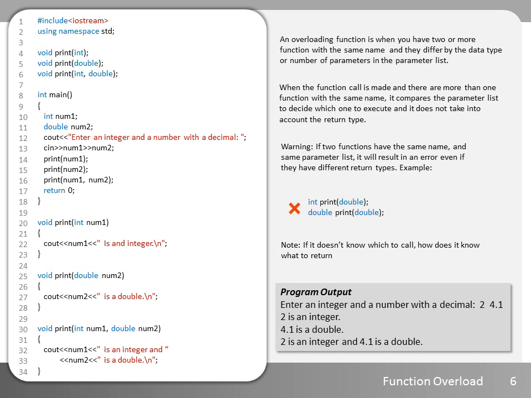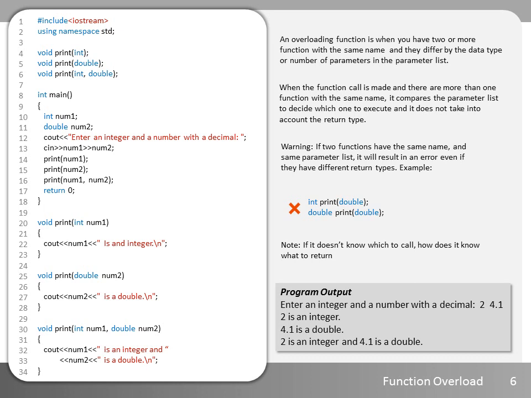On the left, if we look at the function prototype, we have three functions called print. The first two only take one variable, but the data types of those variables are different. One is an integer and the other is a double. In the third function, it receives both an integer and a double. So these are acceptable, and the compiler will not result in an error.